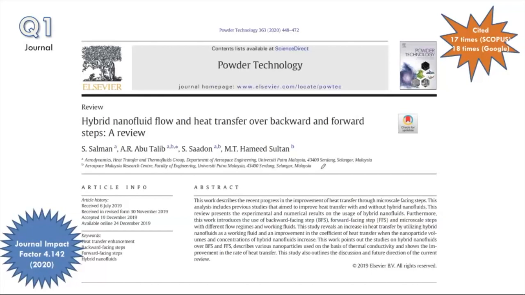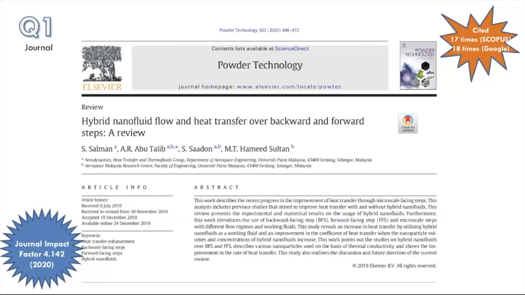In terms of the title for this particular paper, it is called Hybrid Nanofluid Flow and Heat Transfer Over Backward and Forward Steps, a review. As I said, for today's subject, we are going to look into a review paper. In terms of the publication, this paper has been cited in Scopus 17 times, as well as in Google 18 times.